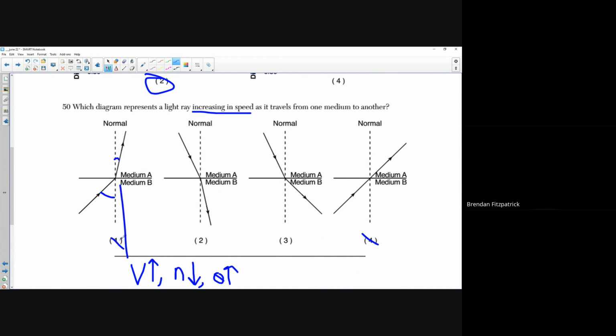So that's not happening in choice 1. That's not happening in choice 2. That is happening in choice 3. Look how big that angle is in medium B. Choice 4 is just the same thing, so that would have no difference. So it is choice 3 there.